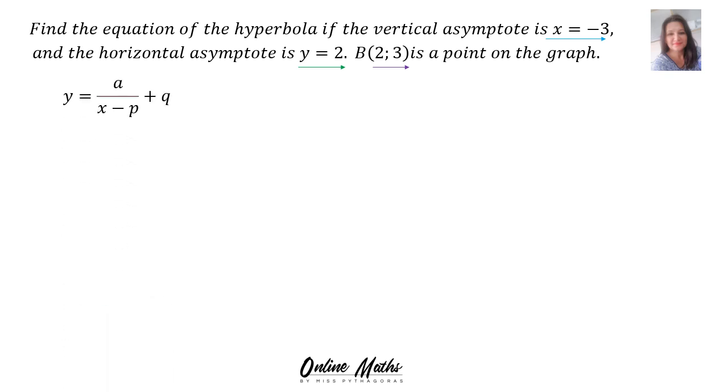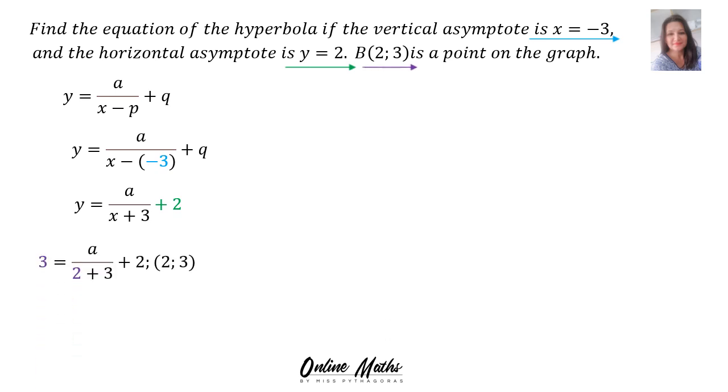We will start with the equation y is equal to a over x minus p plus q. Then we will zoom in on the vertical asymptote x is equal to negative 3, and that is p's value. So that will be x minus (minus 3). Then the horizontal asymptote is y is equal to 2, and that 2 you will substitute in q's place. And then this other point, the point (2, 3), the point that's on the graph, you will substitute in x and y's place to calculate a.